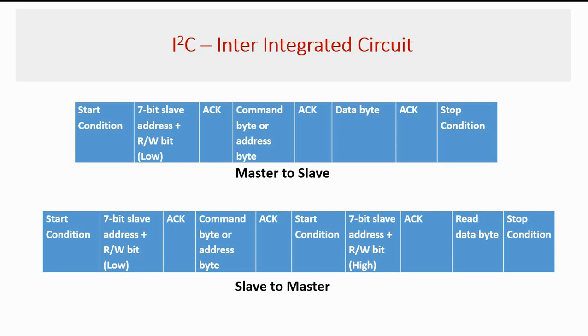Here is the frame format of the I2C protocol when the master is writing to the slave or when the slave is writing to the master. Every frame is sandwiched between the start and stop conditions. Firstly, the start condition and the 7-bit slave address plus the read/write bit, then acknowledgement, then the command byte, then acknowledgement, data byte, acknowledgement, and the stop condition.